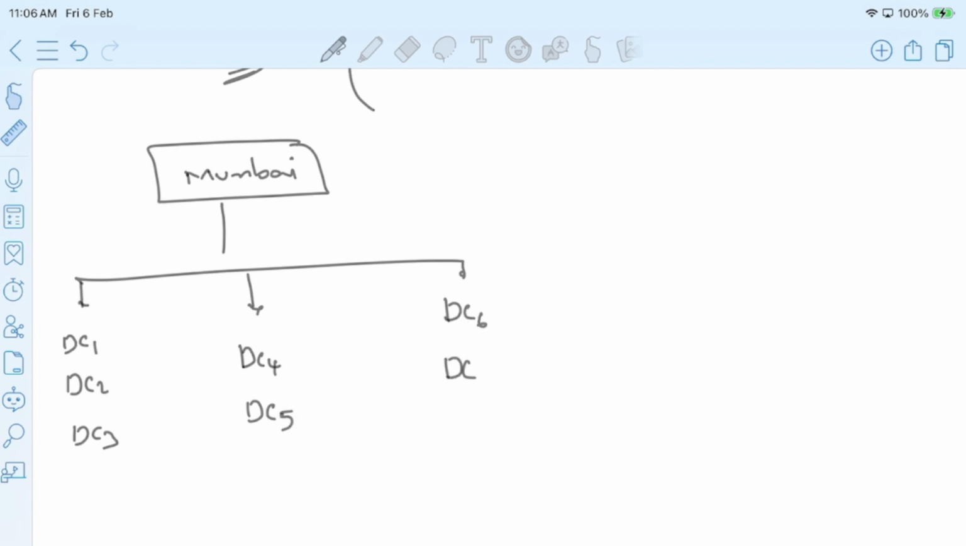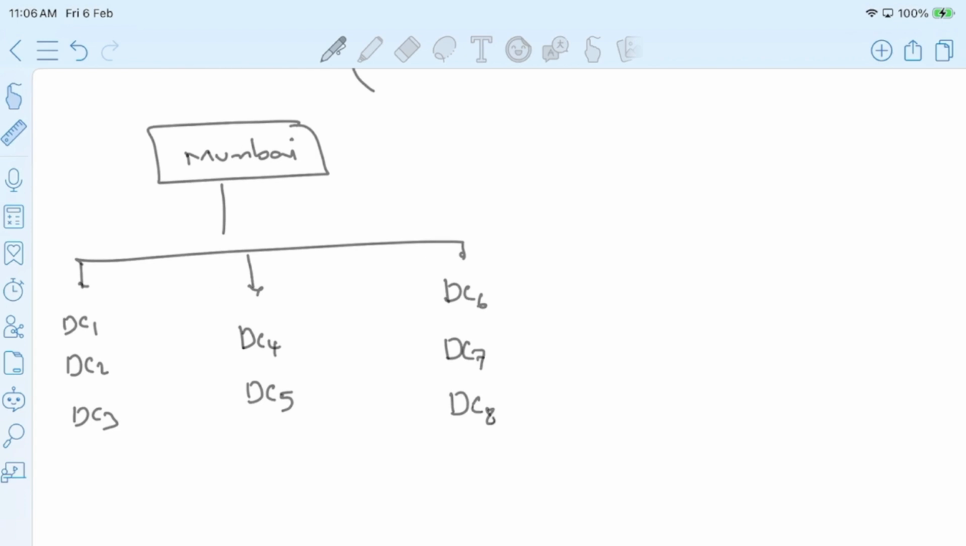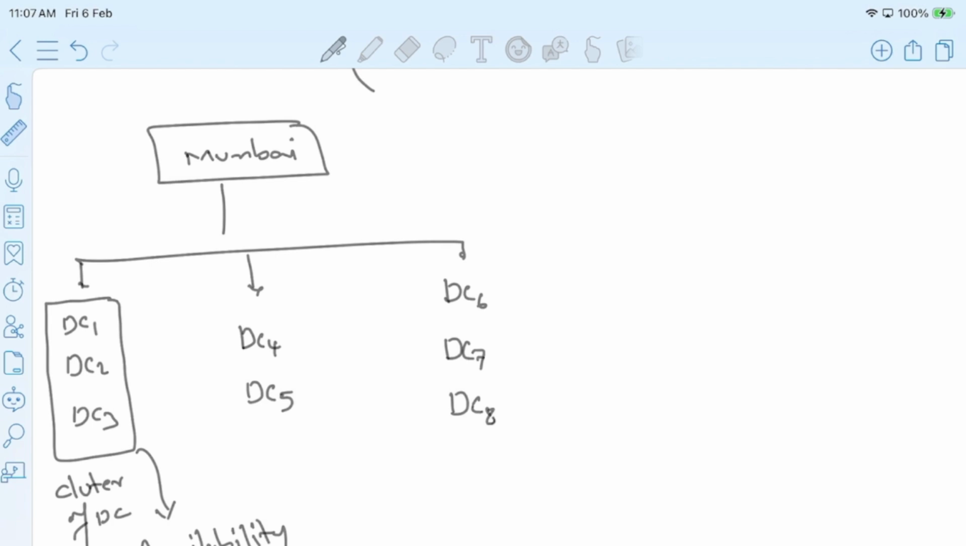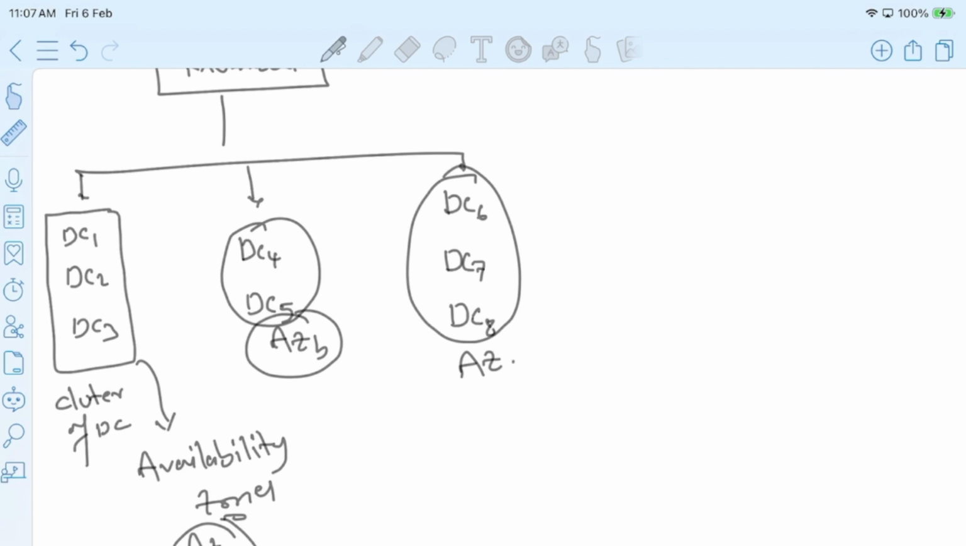But how are they organized? Are these data centers randomly distributed? As I told you, what are data centers? They're the physical buildings where these IT resources are maintained. Are these data centers randomly allocated? No. In this region, they again group these data centers. This cluster, this group of data centers, is called an availability zone. It means this is availability zone A, this is availability zone B, and this is availability zone C.